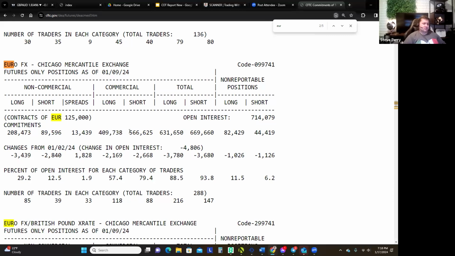So basically, like I was saying, this is the bigger market. Also, notice the difference in the short positions on the commercial side: over 500,000 short positions, 566,000 contracts, versus 89,000 contracts on the non-commercial.